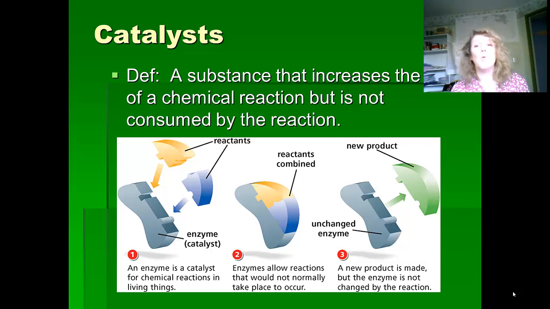And then once you get the reaction to happen and you get your new product, then it can go off and be its new product, and the enzyme doesn't change, it doesn't become a part of it, it's not a part of the chemical reaction, it just helped it along a little.